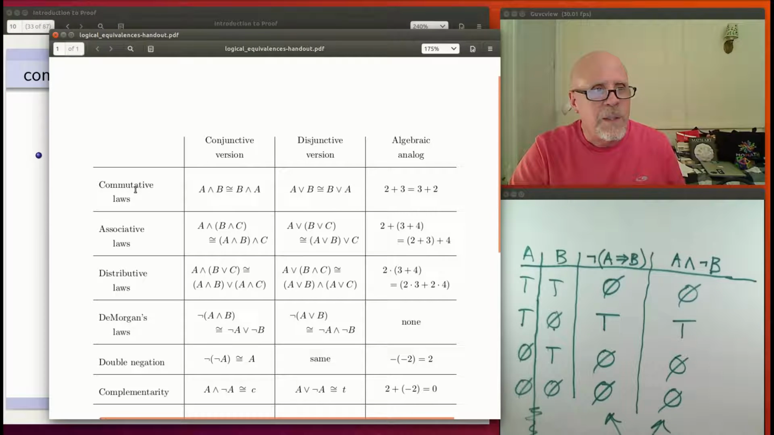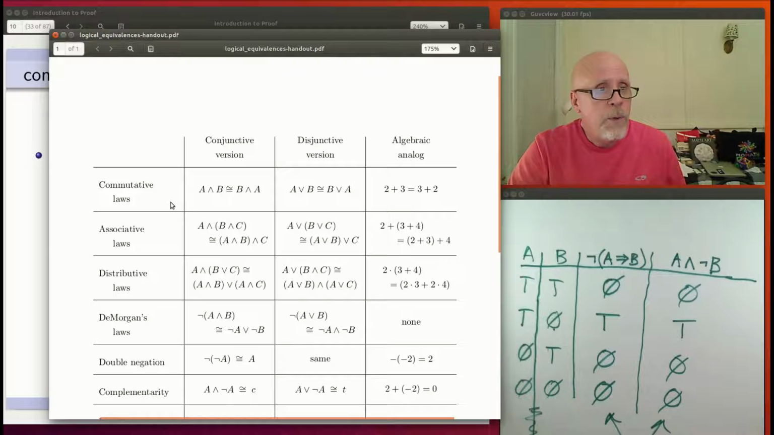The first law is the commutative law. Notice how this table is organized. There's a conjunctive version for each law. There's a disjunctive version. And I usually try to give you something that's analogous in ordinary algebra, if such a thing exists.